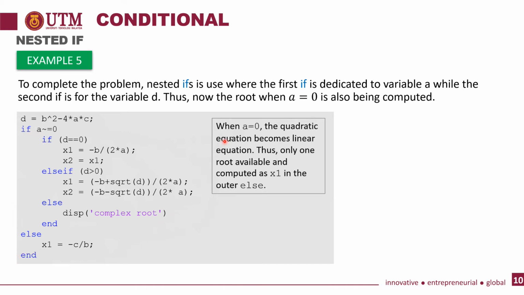So when A is equal to 0, the quadratic equation becomes a linear equation. Thus, only one root is available and computed as x1 in the outer else.